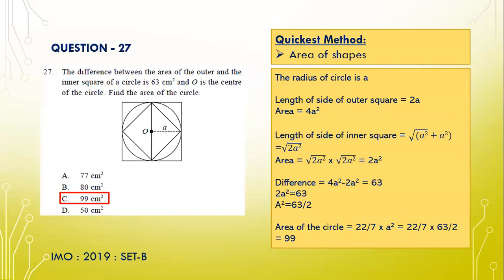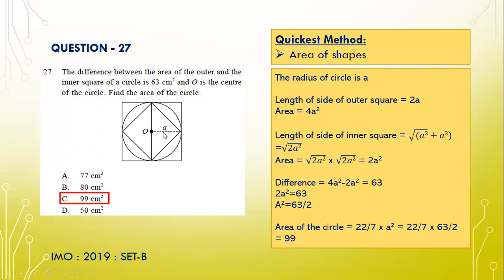Okay, the difference between the area of the outer and inner square of a circle is 63 centimeters square, and O is the center of the circle. Find the area of the circle. Okay, so let us see how we solve this.